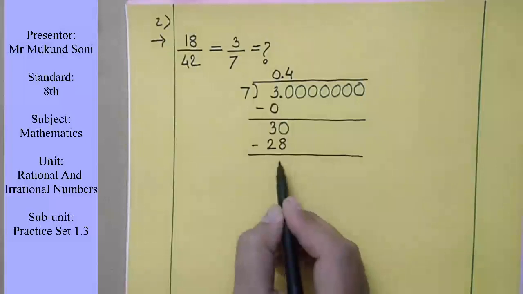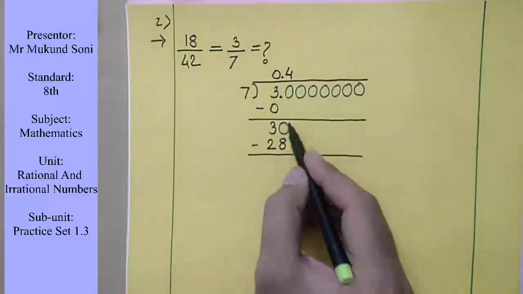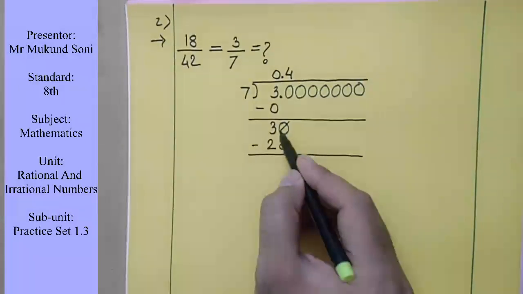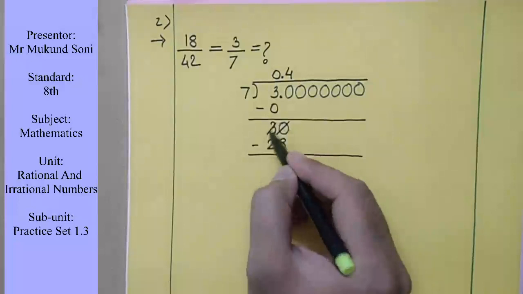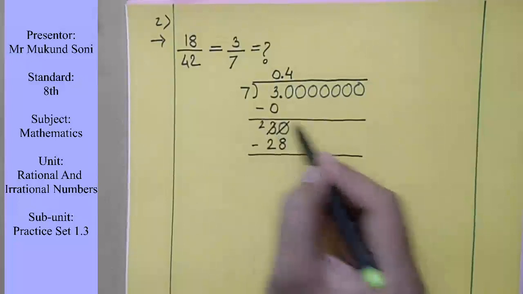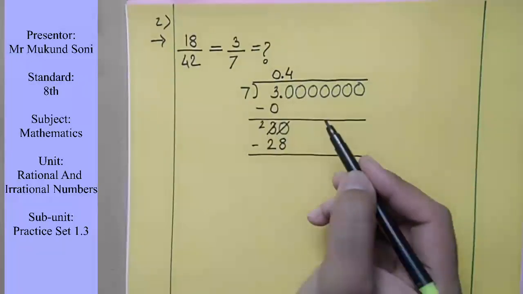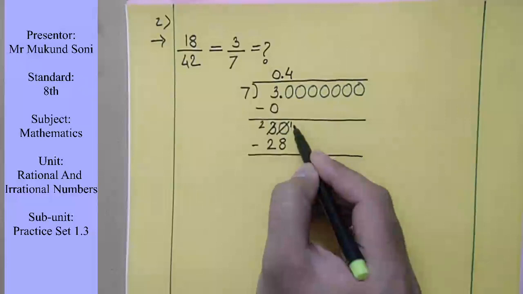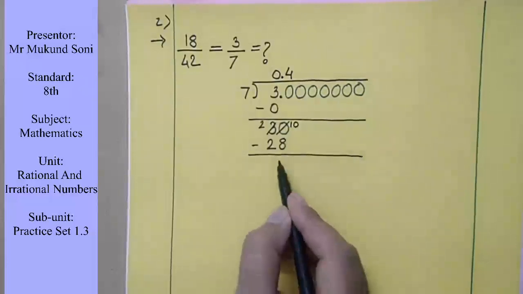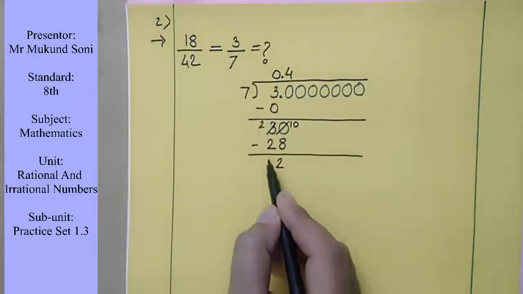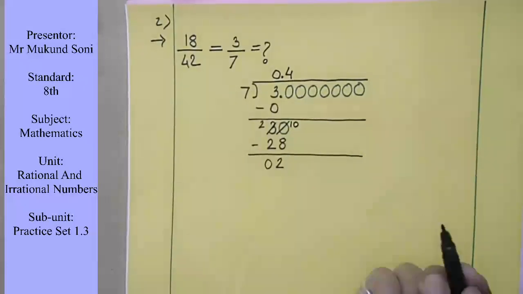And the answer of a subtraction will be received by taking a borrow, because 8 cannot be subtracted from 0. So I take the borrow from 3, 3 becomes 2 and the 0 becomes 10. 10 minus 8 I will have 2, and then 2 minus 2 I will have answer 0.